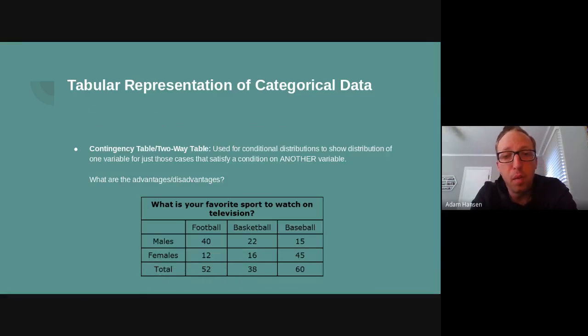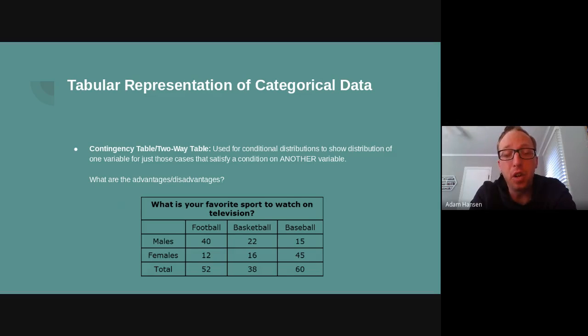Another good part about contingency tables is when I don't have an equal number of responses for the different categories within our variable. I had 40 plus 22 plus 15, that would be 62 plus 15, 77 males. Let's see here, 12 plus 16 would be 28 plus 45, that would be 73. I have a different number of males and females that respond, but I can still break that apart to see the interrelationship between gender and favorite sports on television.